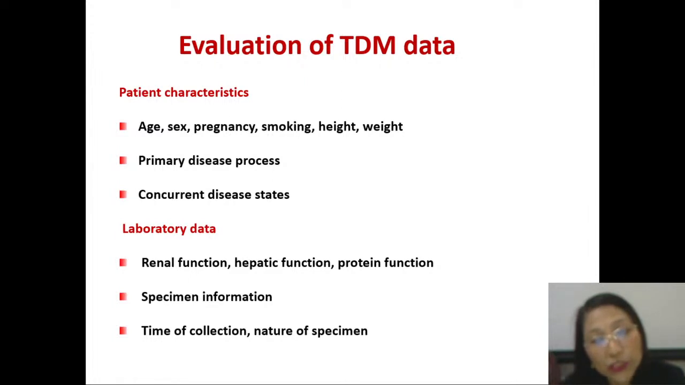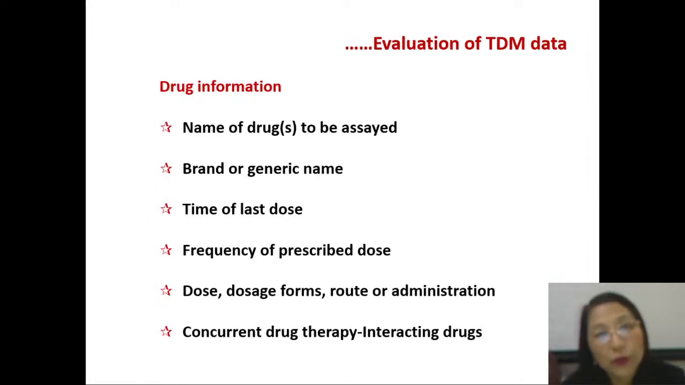The specimen information is also very important, like the time of collection, the nature of the specimen, whether it's a blood or urine, and the drug information should also be there. The name of the drugs to be assayed, the brand or the generic name. It has been seen, particularly in anti-epileptic drugs, that with the change of brand, the levels can also vary. So the brand and the generic name is also sometimes important. The time of the last dose, the frequency of the prescribed dose of the particular drug, the dosage form, route of administration, and concurrent drug therapy to take into consideration the drug-drug interactions.